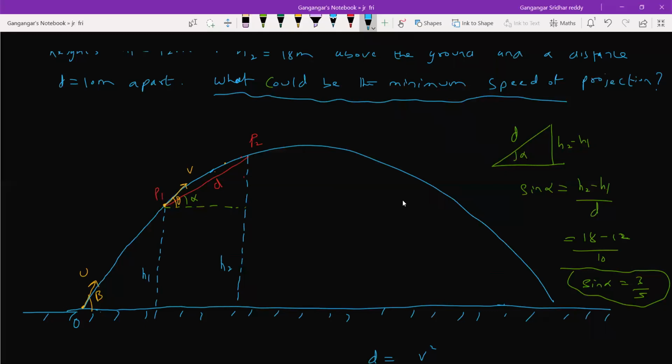Why is that maximum range on an incline brought here? Yes, I can bring that, because the line joining P1, P2 is like an inclined plane, no? When it moves from P1 to P2, what is the displacement? And that is a maximum.